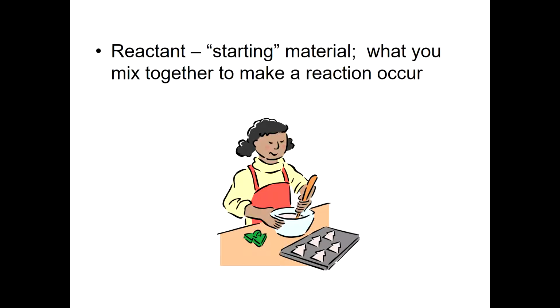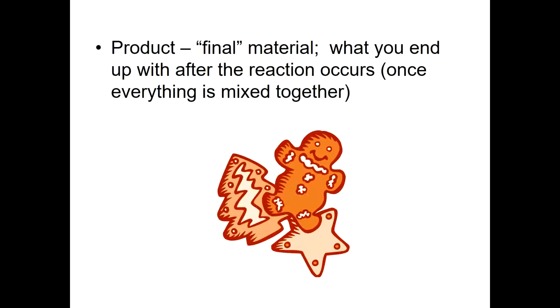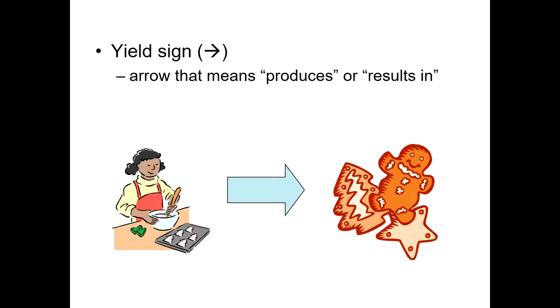All right, so some things you need to know when we write equations is that your reactants are always your starting materials. It's what you have to begin with, what you mix together. And your products are your final materials. That's what you end up with after the reaction occurs. So for example, if you're baking cookies, all of the ingredients that go into making that dough would be your reactants. So the eggs, the sugar, the flour, but your final product would be the cookies after you've baked them and the reaction has occurred.